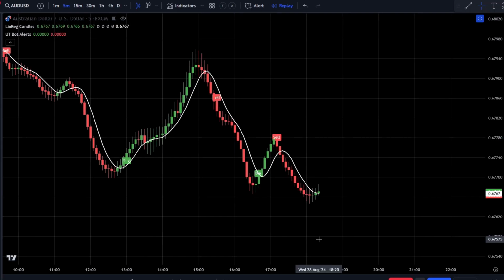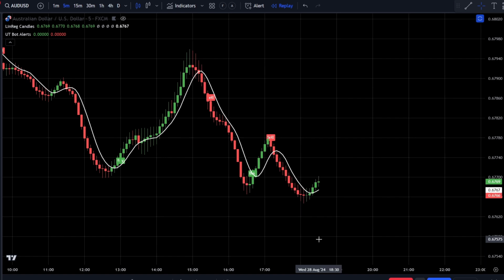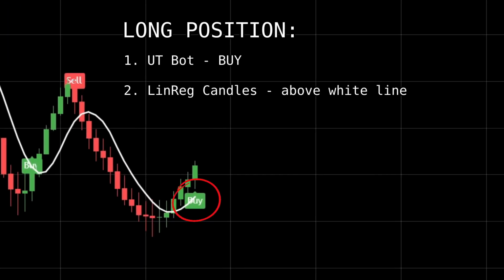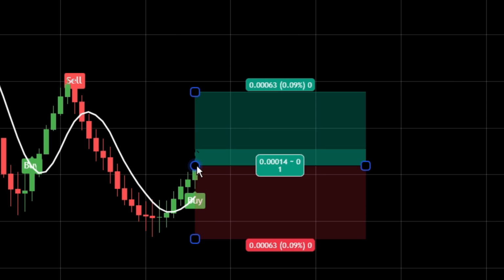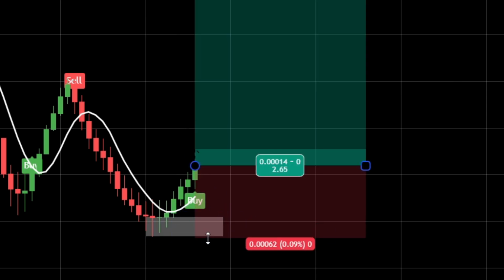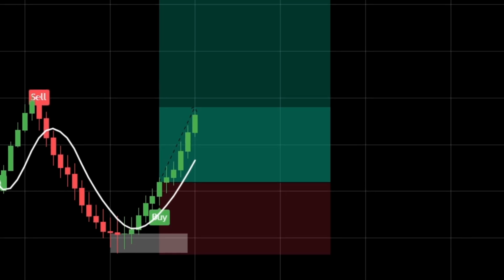Now that our setup is complete, let's go over the trading rules. For a long position, 1. The UT Bot Alerts indicator must show a buy signal. 2. The linear regression candles must be above the white plot line. If both conditions are met, we'll enter a long position. Place the stop loss at the recent swing low and exit the trade when the linear regression candles close red.